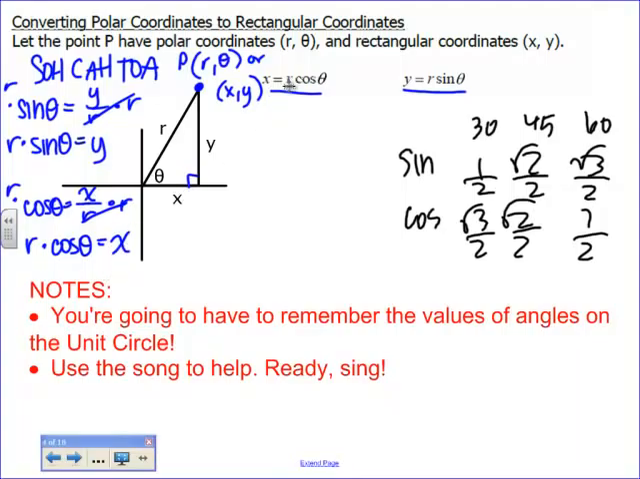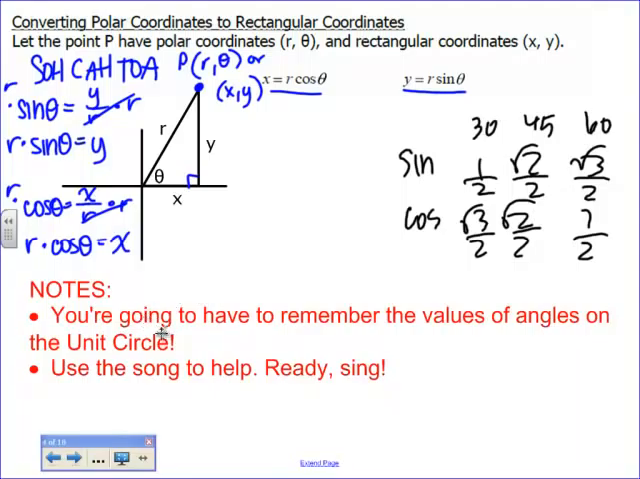Now in order to convert, you're going to plug in the r and you're going to plug in the theta, which means that you are going to have to remember our unit circle angles and how to evaluate sine and cosine. So you'll see over here on my slide, I've sung our song. Do you remember the song? 1, 2, 3, 3, 2, 1, 2's under every one, square root where there is no one. You put it all together. You can add in a row for tangent if you need it, but we don't have tangent in either one of these formulas. And it's going to help us with our unit circle angles, 30, 45, and 60.